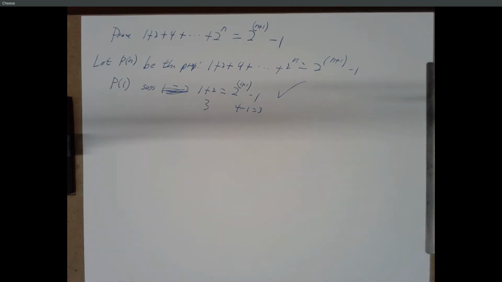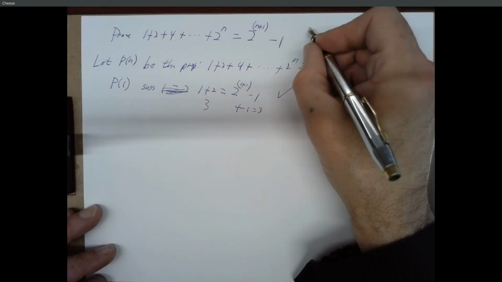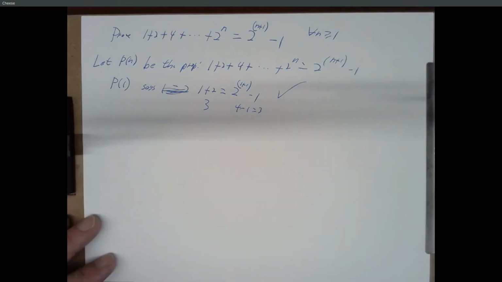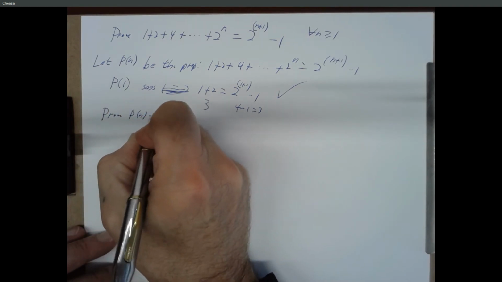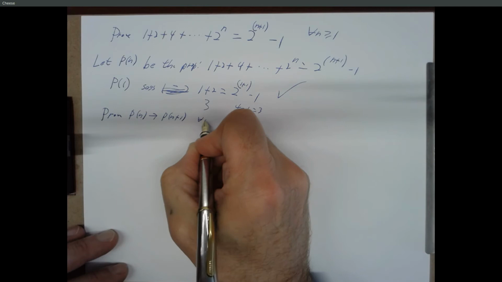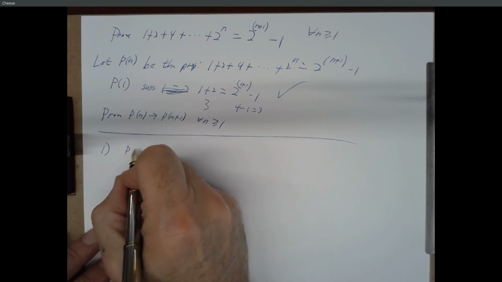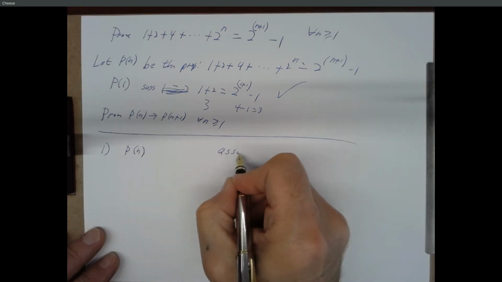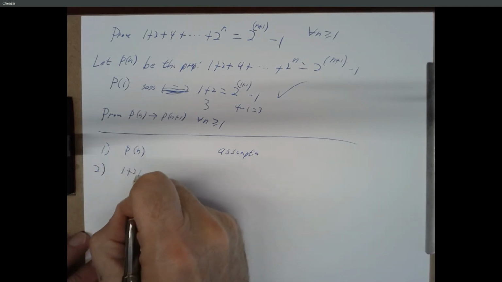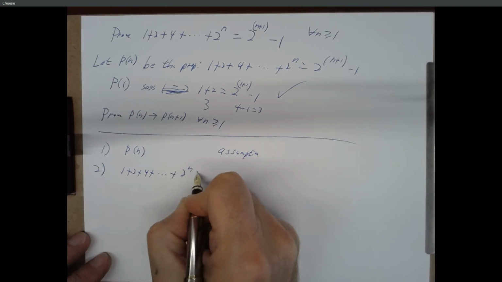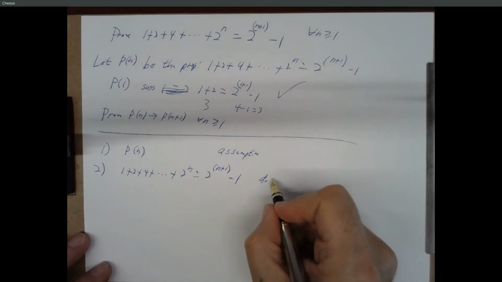Turns out P of 0 is true also. But we'll stick with 1. Okay, so we want to prove this is true for all n bigger than or equal to 1. So we proved a base case, P of 1. Okay, so now we have to prove P of n implies P of n plus 1 for all n bigger than or equal to 1. Okay, well, step 1 is almost always the same. Assume P of n is true. Step 2, write out what P of n is. All right, that's the definition.